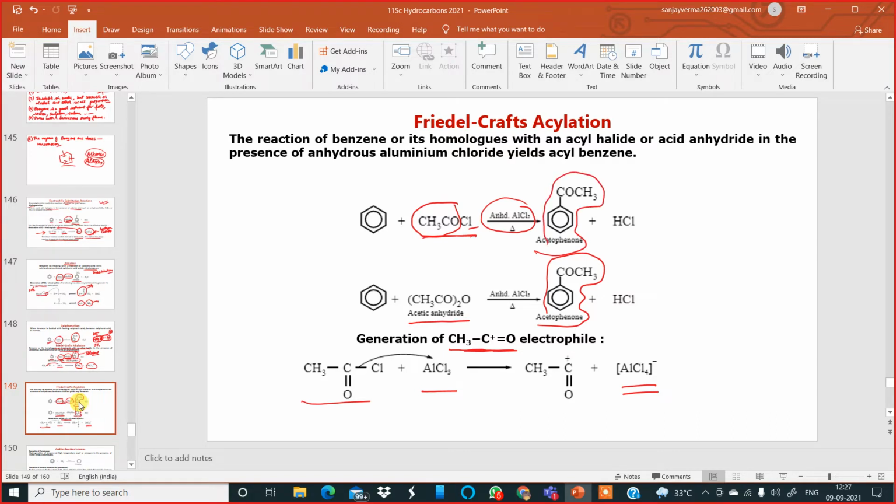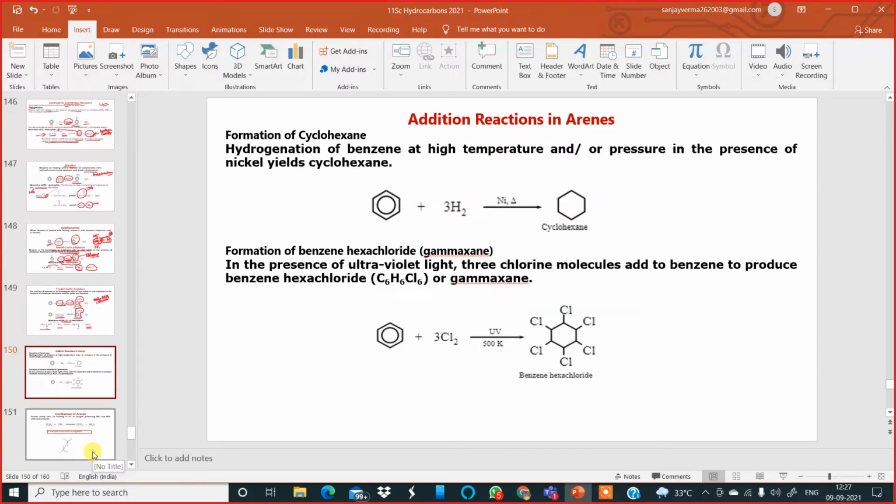So this is called Friedel-Crafts acylation, the introduction of an acyl group, an acetyl group. The introduction of an alkyl group is called Friedel-Crafts alkylation. So whenever it is Friedel-Crafts, remember we always use anhydrous aluminum chloride, which is used to generate the required electrophile. After this, moving to the next slide, you can see addition reactions.